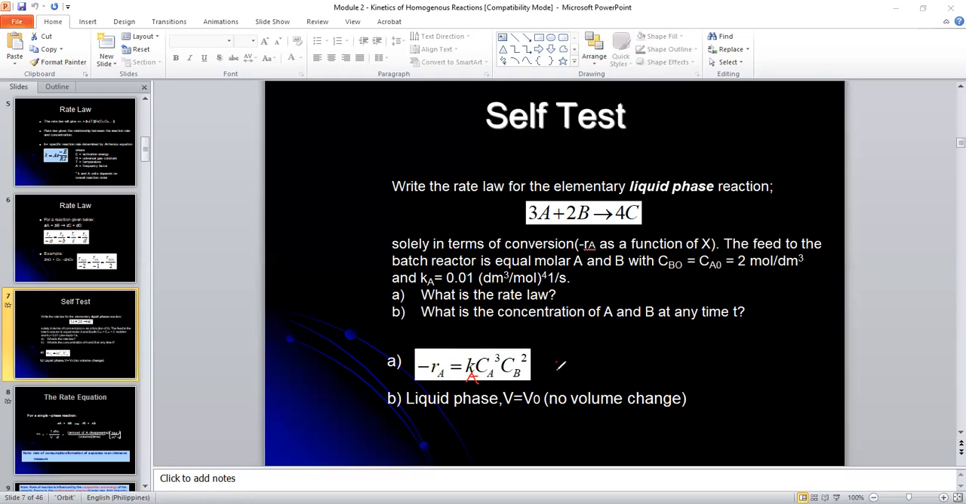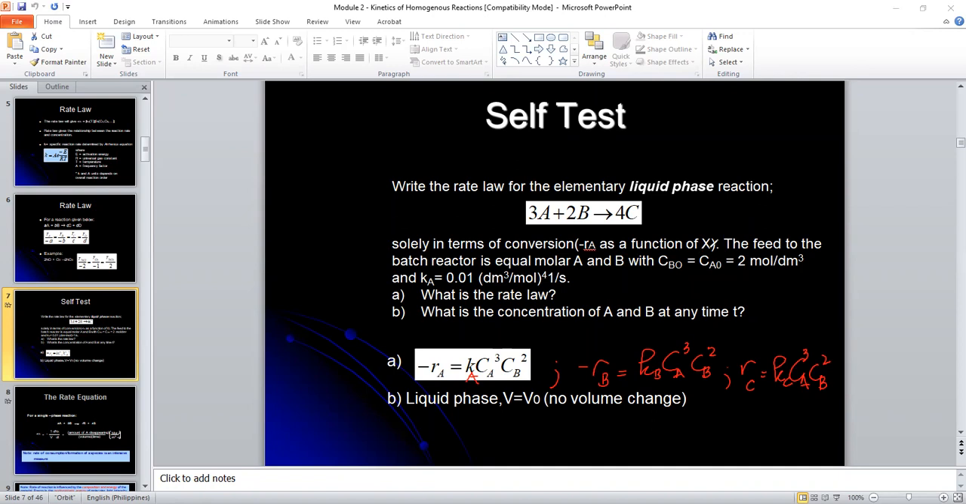Oftentimes, class, we always write the rate law in terms of the reacting species. So if it's B, you write it like this, but the concentration terms would still be the same. Or in terms of the product C, that would be k sub C, C sub A raised to 3, and C sub B raised to 2. Okay?